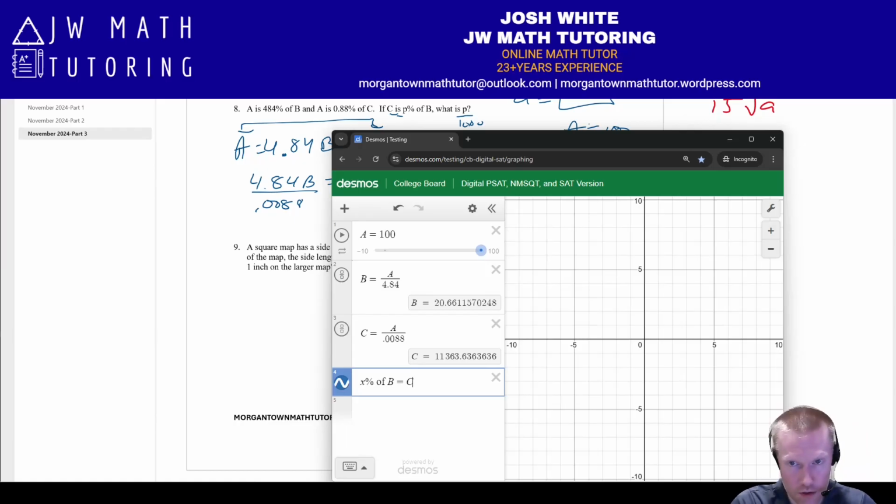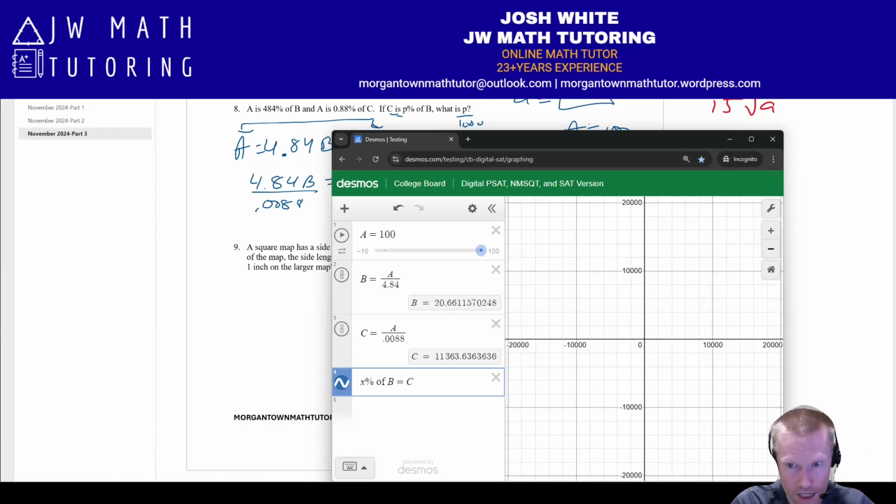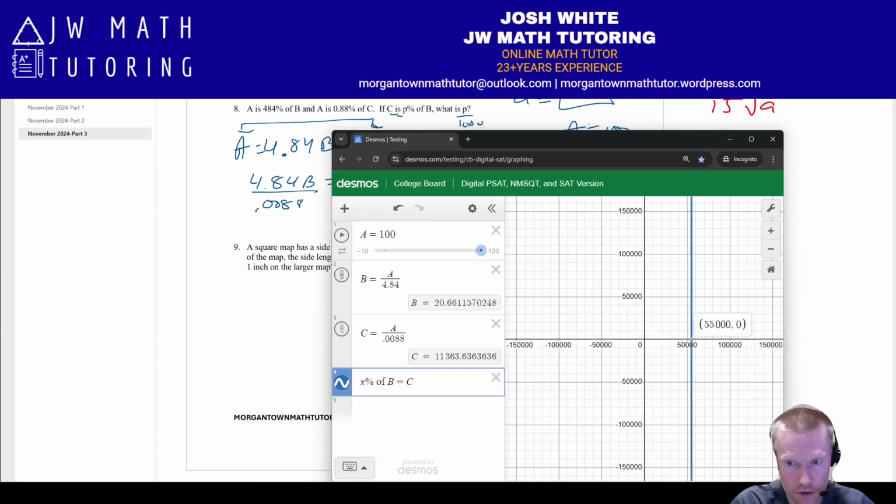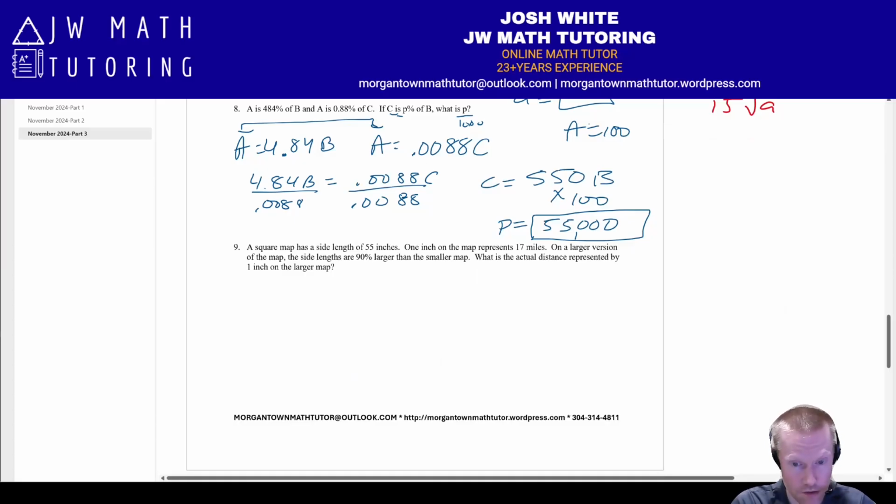Now we're looking for a vertical line. And the thing is, we're going to have to zoom out a lot. There's our vertical line. Notice it's at 55,000. That's the answer we got originally. So that's what tells me that it is correct.